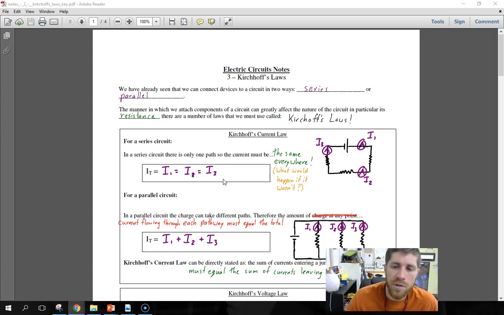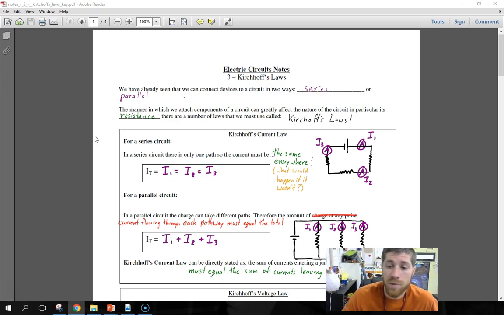Hey guys, this is for the seniors who are out today, so you missed the notes over Kirchhoff's laws. This goes hand in hand with the PhET simulation, so if you felt like you got a lot of good information from the PhET, then this will be kind of redundant, but it's also a little bit more structured notes over this topic.